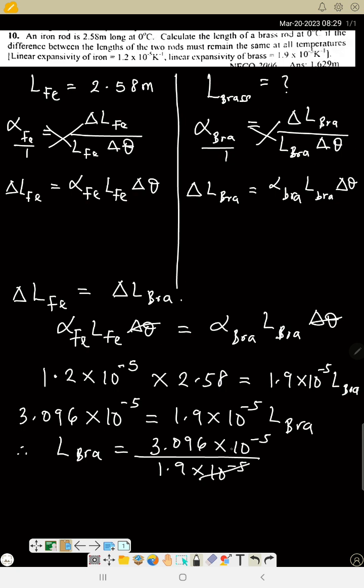Now 10 raised to power minus 5 will cancel out 10 raised to power minus 5. So the length of brass now will be equal to 3.096 divided by 1.9. So that will give you 1.629 approximately, in meter. So that is the length of the brass.